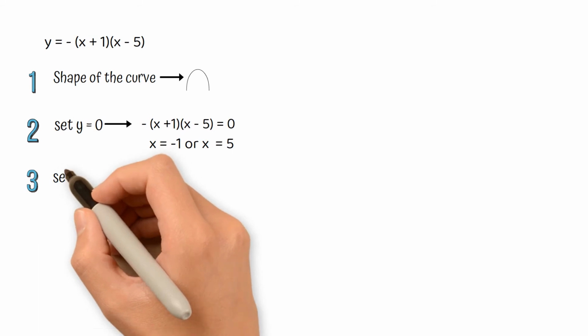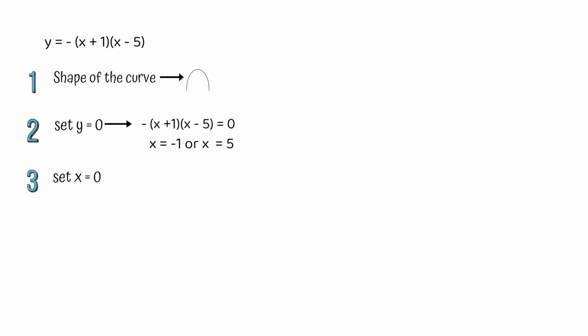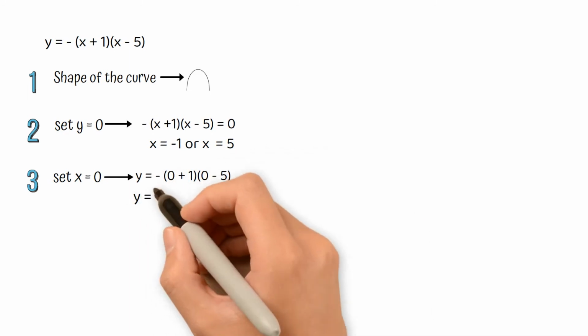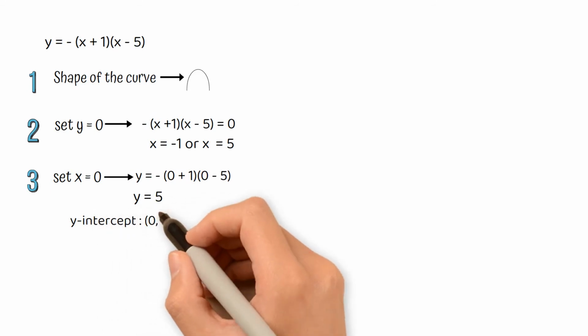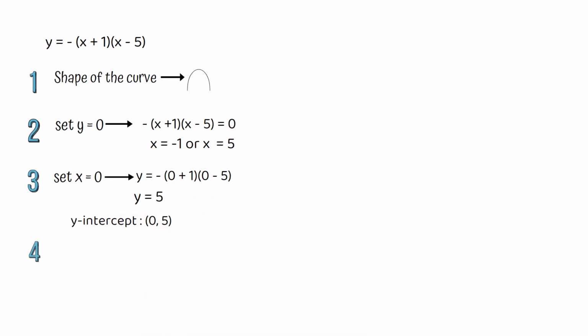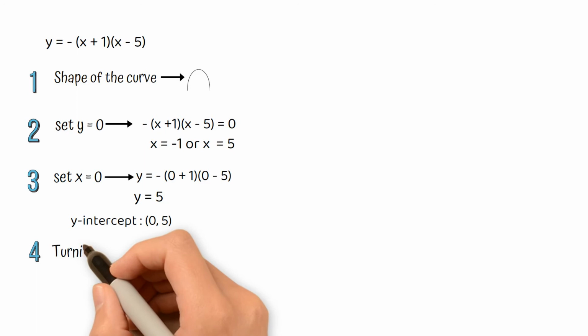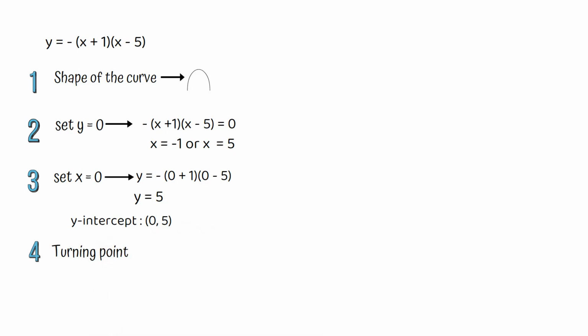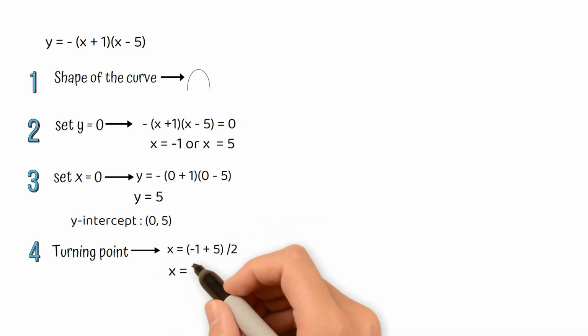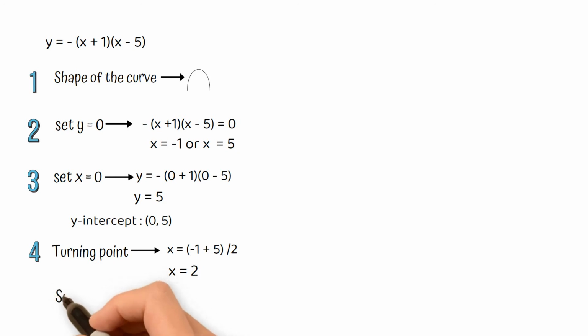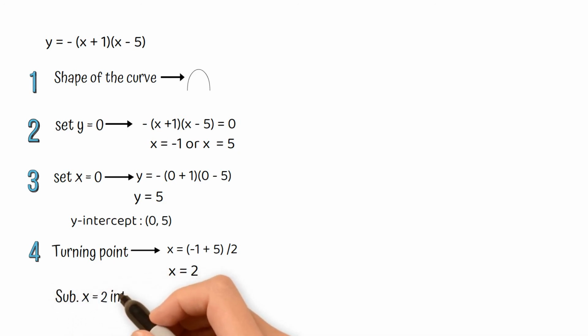Step 3. Set x equals to 0. This is to determine the y-intercept. Step 4. Calculate the turning point. Since the shape of the graph is open downwards, it will be a maximum point. So the turning point is calculated by taking the average of the two roots.